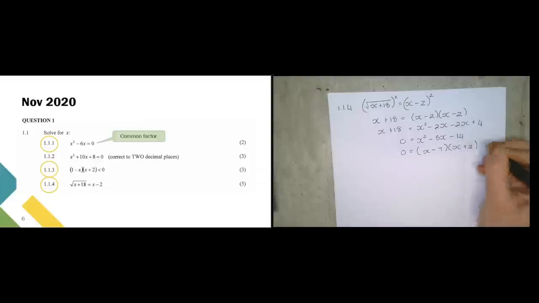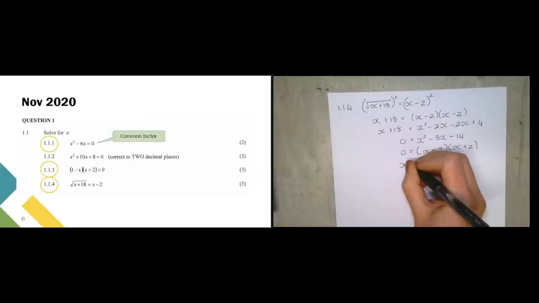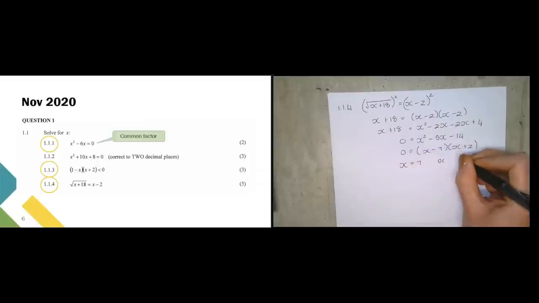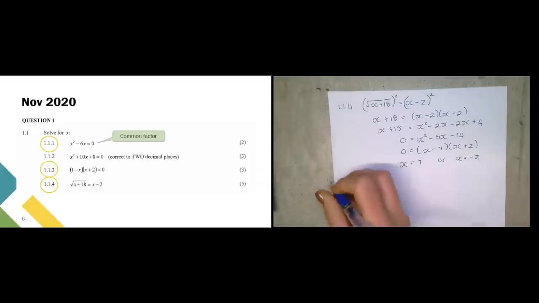You are welcome to use the quadratic formula if you struggle factorizing normally. Just remember to show your substitution, which means x could have been 7 or x could have been negative 2. I have to remember to test the solution. It's the only question where I've got to test my solutions. So let's go test.